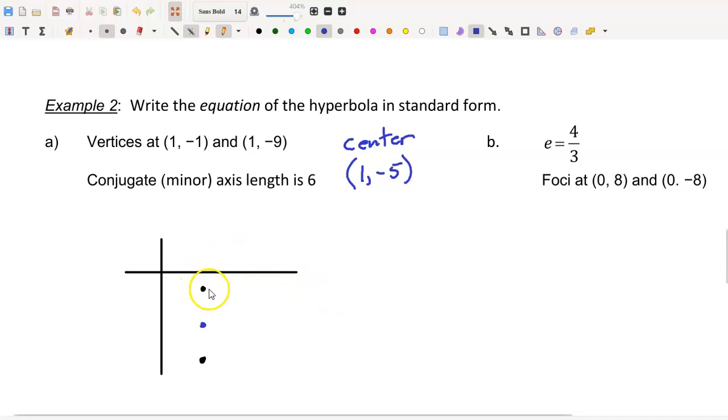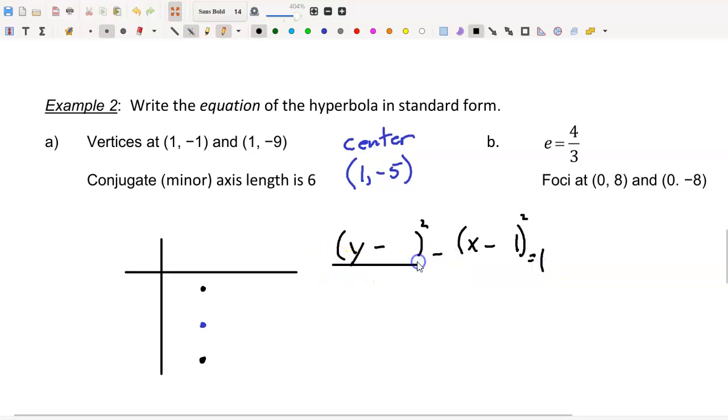And is this going to open up, down, or left, right? Our vertices are vertical, right? Vertices are vertical, so this is going to open up, down. So we have to write the y first. We have y minus something, and then minus x minus something squared equal to 1.